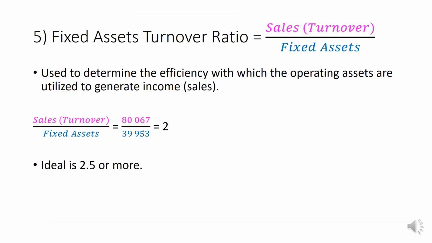39,953. Looking at our calculation, we have our sales amount in pink, which is the 80,067, divided by our fixed assets, which was 39,953, and we get 2. Rounded off to 2. The ideal is 2.5 or more, but 2 is a very good space for the business to be in. So we can say that we are effectively using our assets to generate an income.